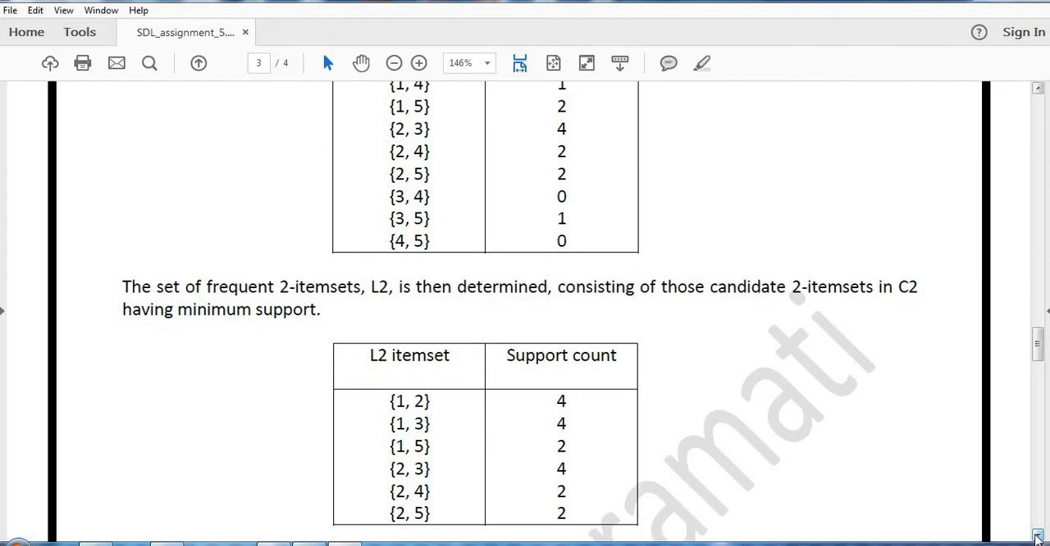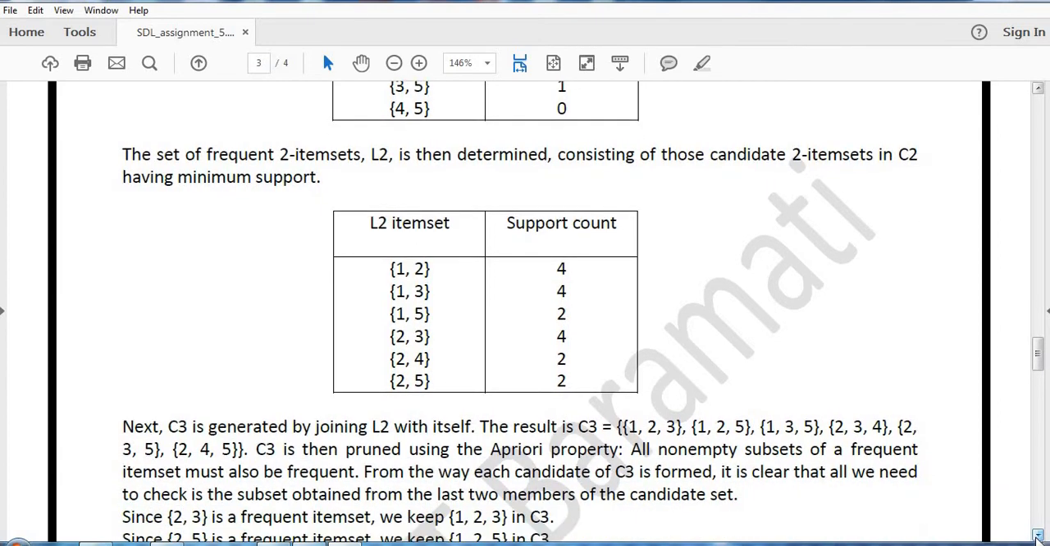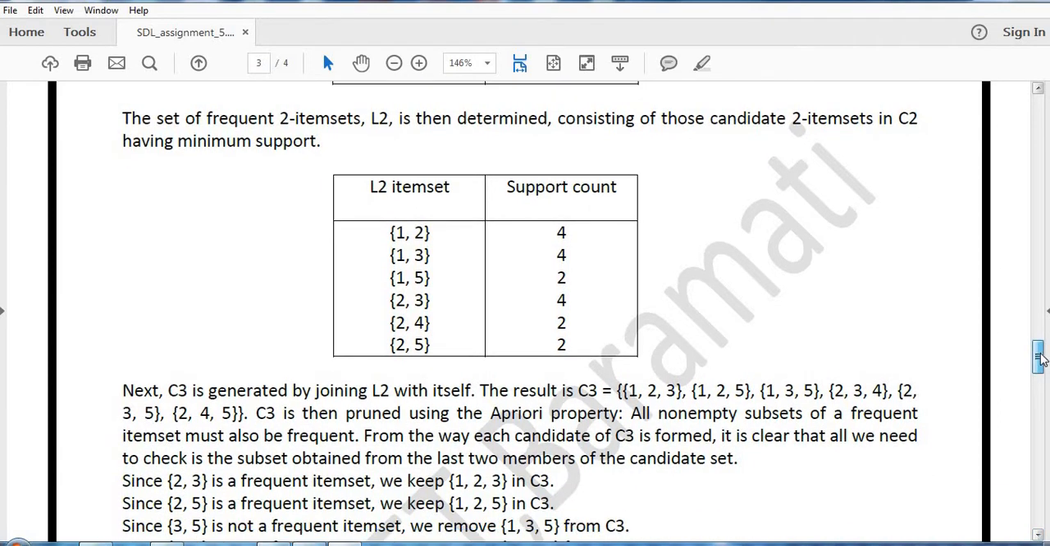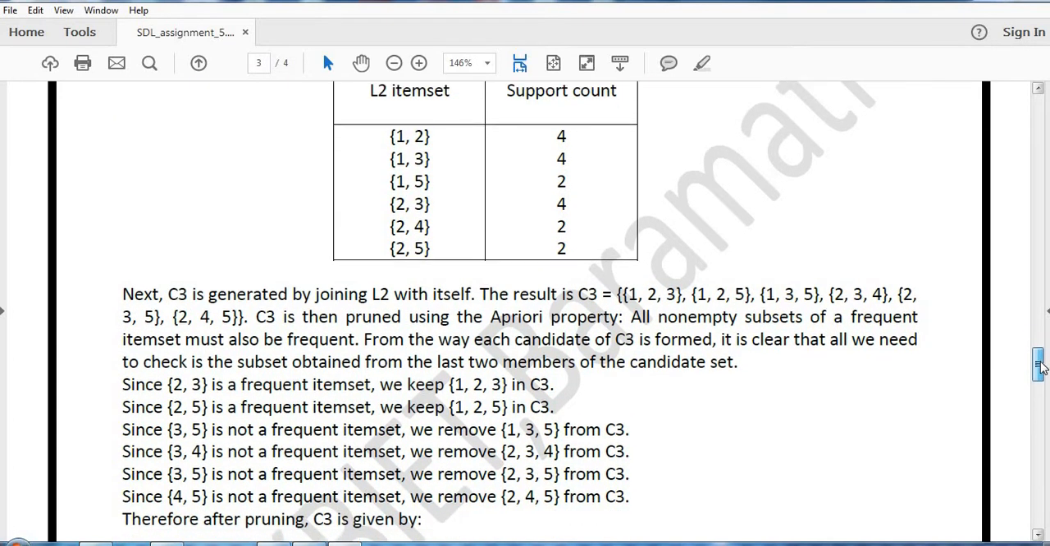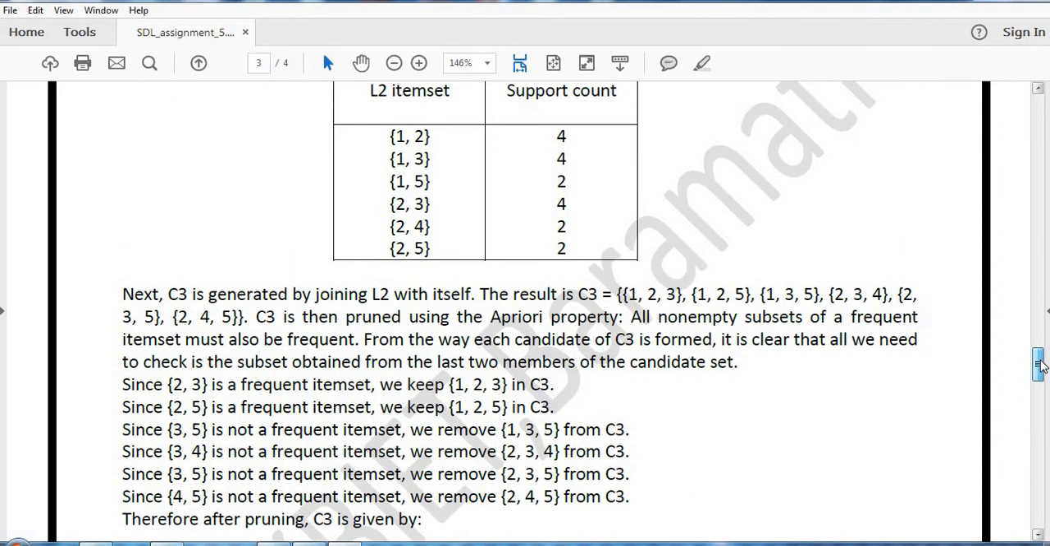After this we have L2. In L2 we have those item sets which are above the threshold, or minimum support. Here minimum support is set as 2. So all the item sets with support count greater than or equal to 2 are written in this set. This represents the level 2 item sets. After this we find the third level, that is C3, which will have all the possible combinations of item sets from this.